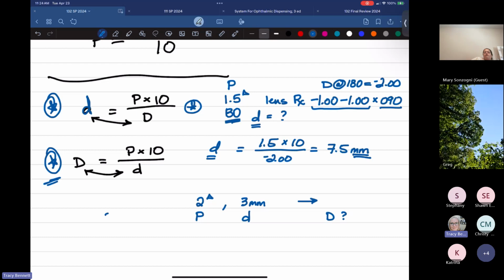P times 10, so 2 times 10 divided by, what do I have? I have 3 millimeters, so I can solve for my power. So we say 2 times 10 divided by 3 gives us, ooh, we'll round that up. But this is the dioptric power. So don't look at it and say, oh, it's 6.67 millimeters or 6.67 prism diopters, because that's not what we were solving for. We were solving for the dioptric power.